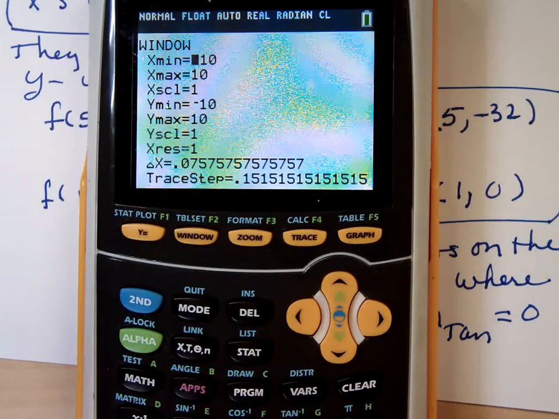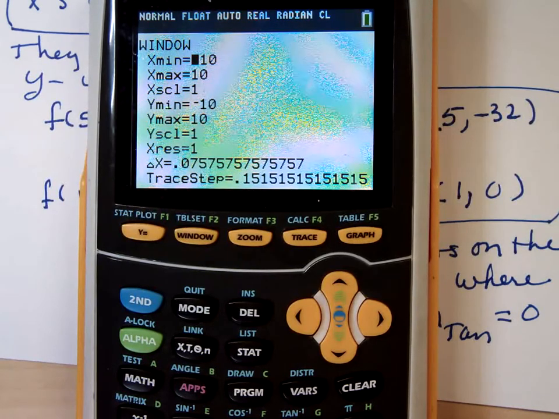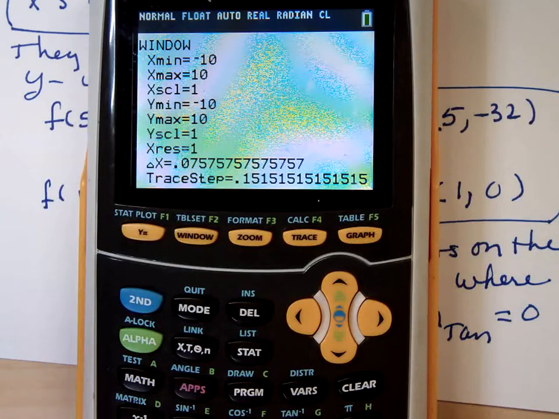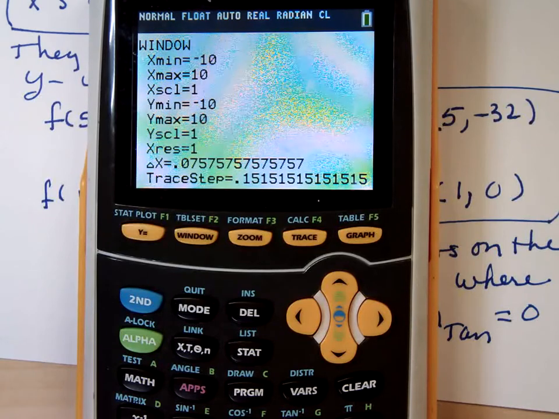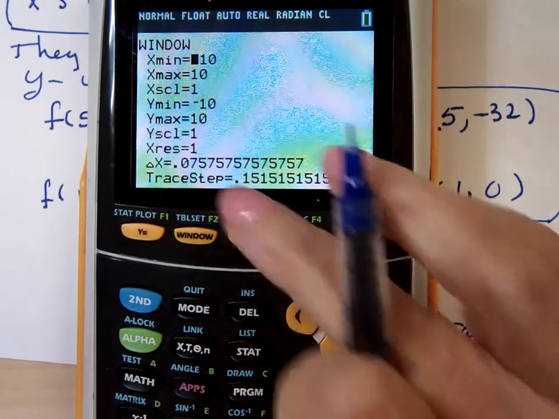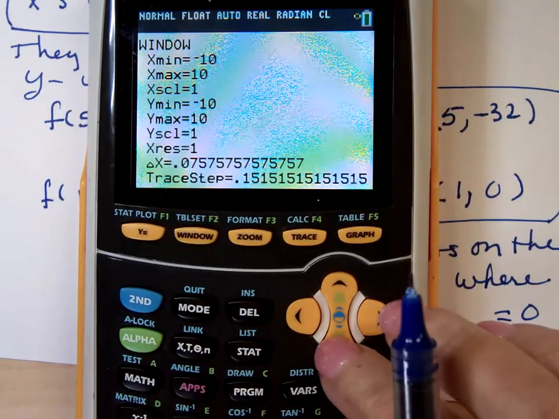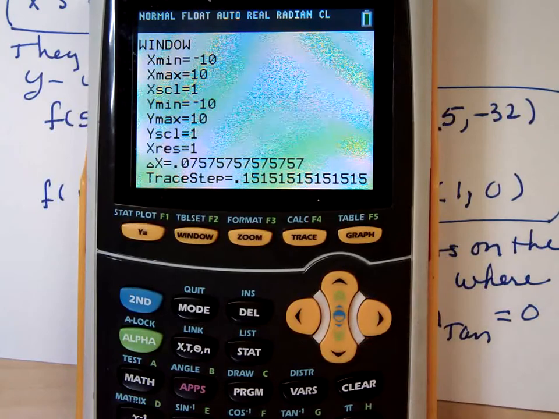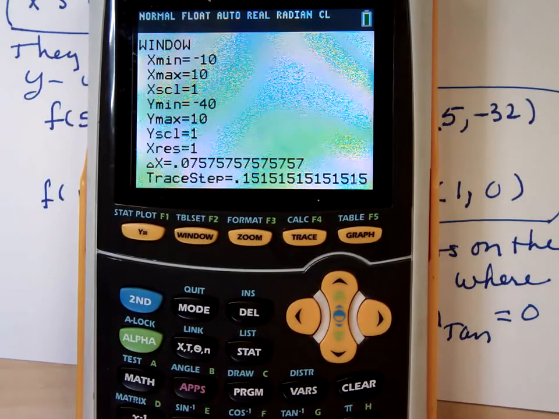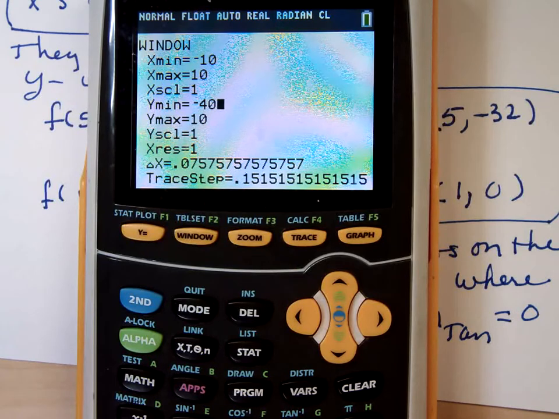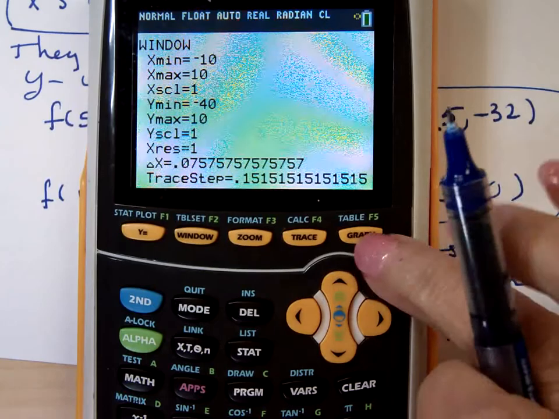And that means a y value of negative 32 is not going to be in that window. I have to increase my y's till I get it down to at least negative 32. So I'm going to set my y value on the minimum to be negative 40. And what that does is whatever is going on at 5, negative 32, I'm going to be able to see it, because it told me that the slope of the tangent line was 0 at 5, negative 32. So now I'll just go ahead and graph.